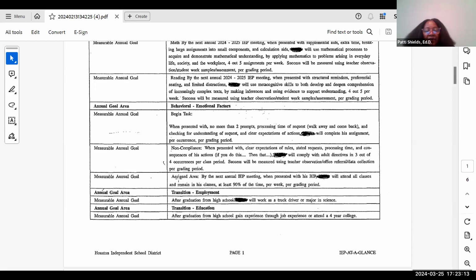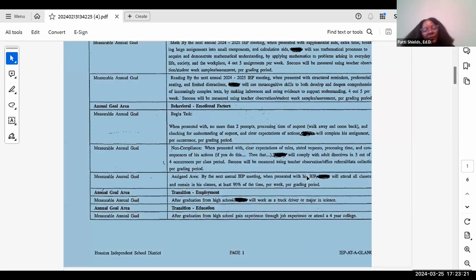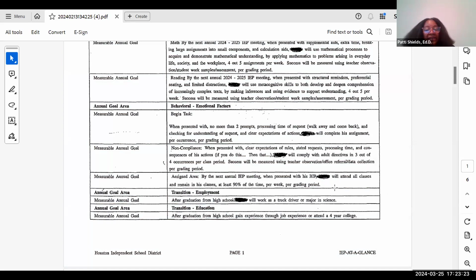And then he had another one for staying in his assigned area by the next annual IEP. When presented with his BIP, we're not presenting the student with the BIP, we're presenting him with the supports he needs, will attend all classes and remain in the class at least 90% of the time. So those were his behavioral goals.